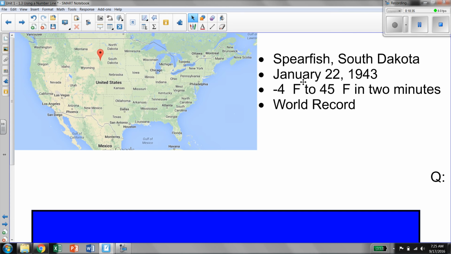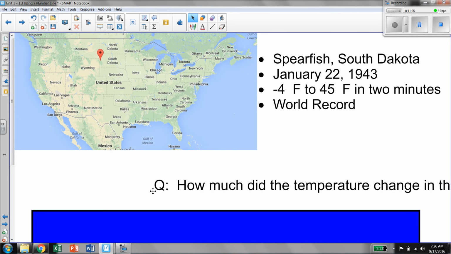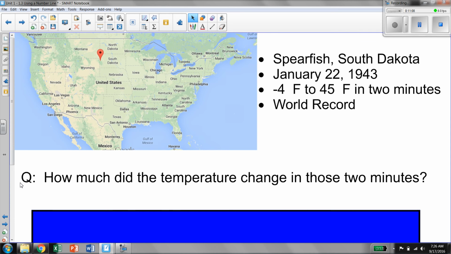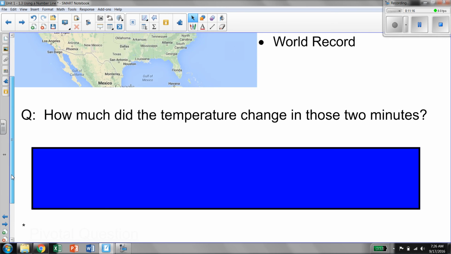And something special about this town was that on January 22nd, 1943, the temperature outside was -4 degrees, and it went to 45 degrees in 2 minutes. In 2 minutes, we went from -4 to 45. 45 is still cold, but from -4 to +45 in 2 minutes, that's a world record. That happened so fast. So I posed the question to the class, how much did the temperature change in those 2 minutes? If you were absent from class, you can think about that now, put this on pause, think about it. If you weren't, then let's discuss.